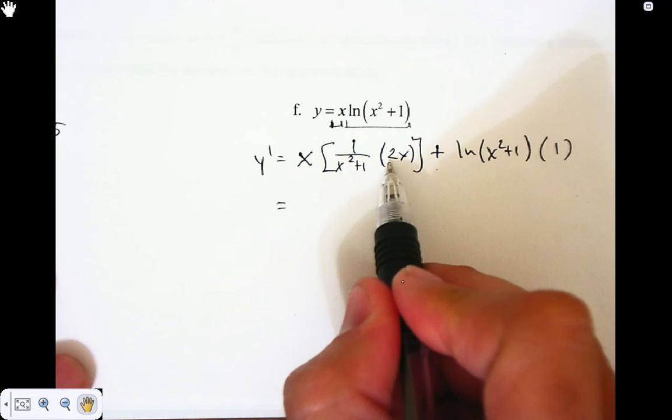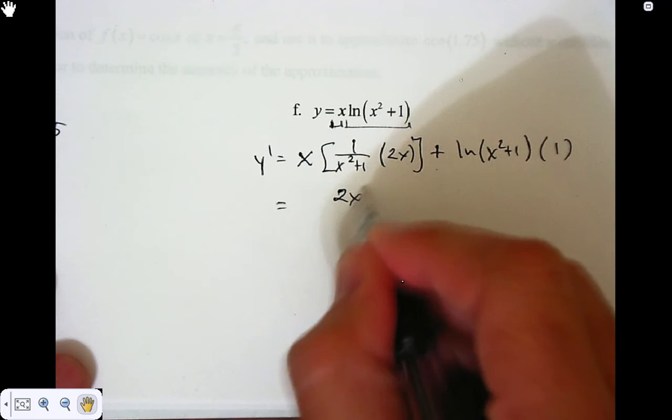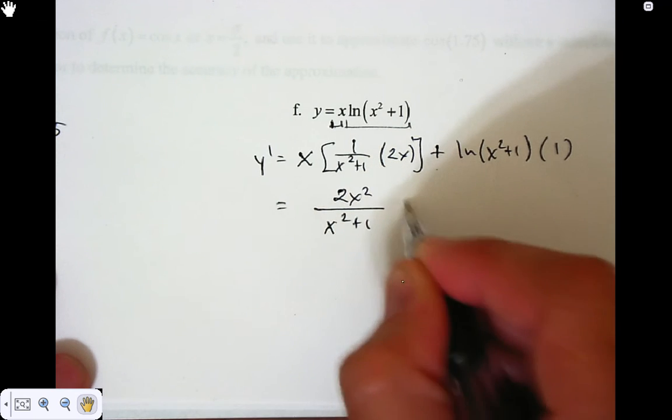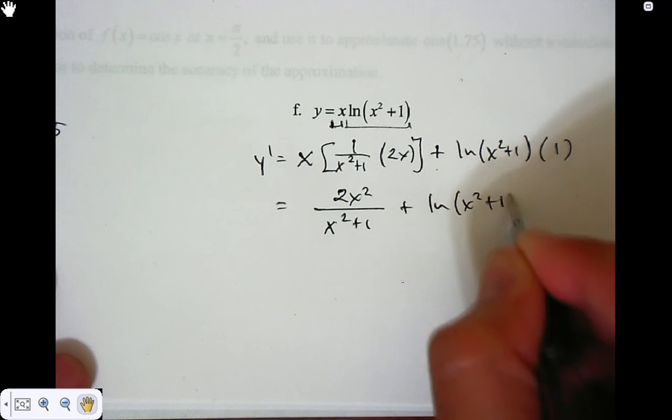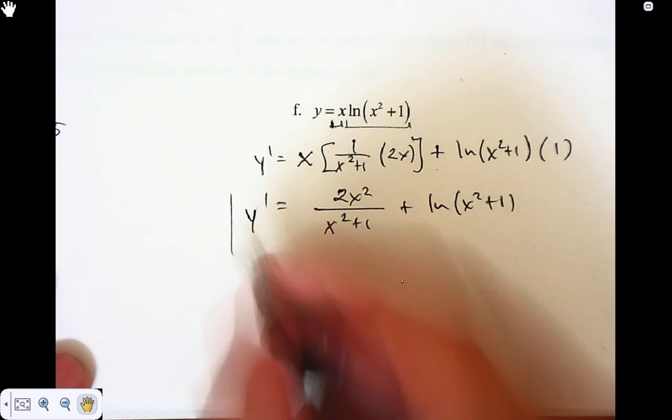All right, so then let's clean this up. So numerator, 2x squared all over x squared plus 1, plus ln of x squared plus 1. And that would be your answer. There's nothing else to do there.